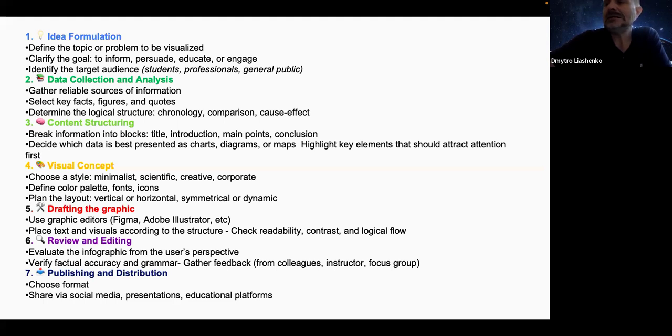Then, generally speaking, we should work out or create a visual concept. We should choose a style. It can be minimalist, scientific style, creative style, or corporate style. Define color palette, icons, and fonts.